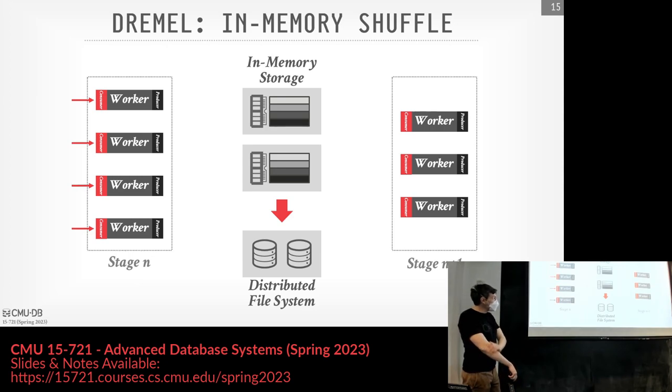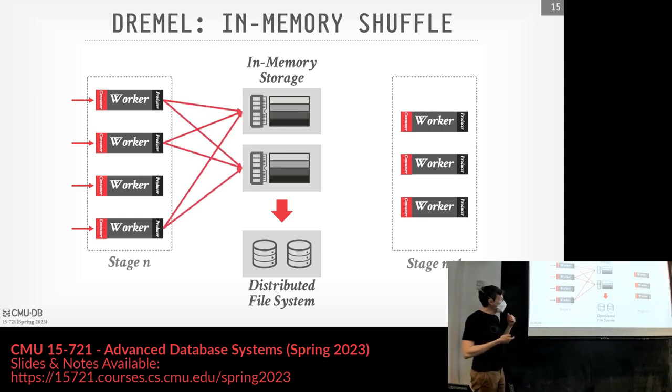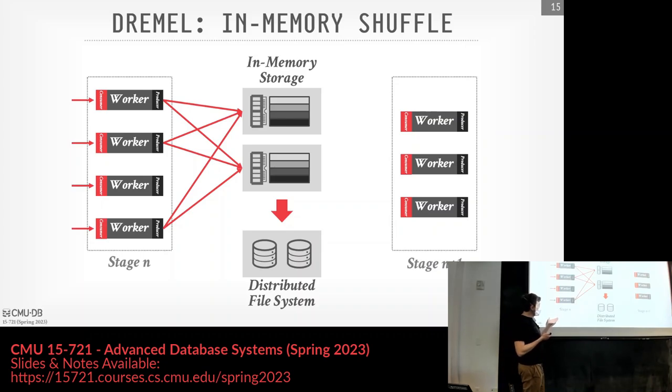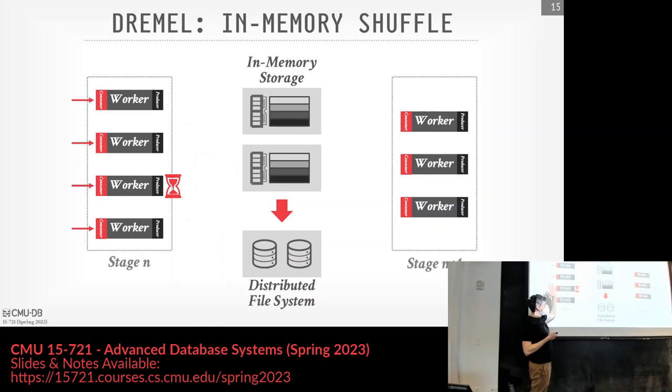So for the straggler one, it's pretty simple, right? Say that all these workers in this stage are producing their output, but for whatever reason, this one is slow, and after a while we're still waiting for it, we haven't gotten it yet. So the coordinator says, okay, this guy's never going to finish, let me go kill it, and I'll reassign the task to this node here.